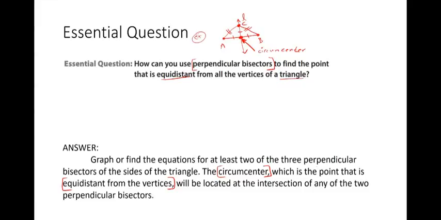Now it's located at the intersection of any 2 of the perpendicular bisectors, and we're going to show that as an example. So remember, perpendicular bisectors are a big key part of the video as well.